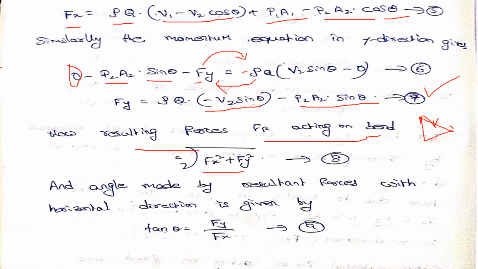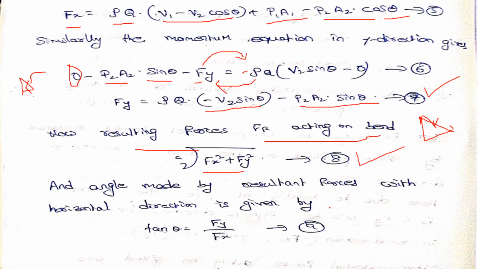Here we are using the formula; I will show a diagram for you. A, B, C. This is the opposite side, this is the adjacent side, and this is the hypotenuse. The length of the hypotenuse will be square root of a square plus c square. Same here, square root of Fx square plus Fy square. Make this as equation number 8.